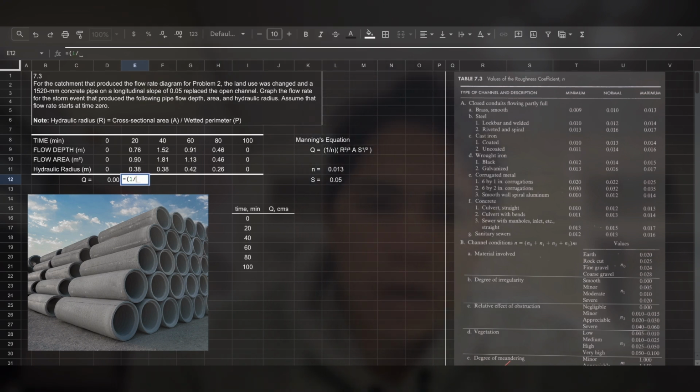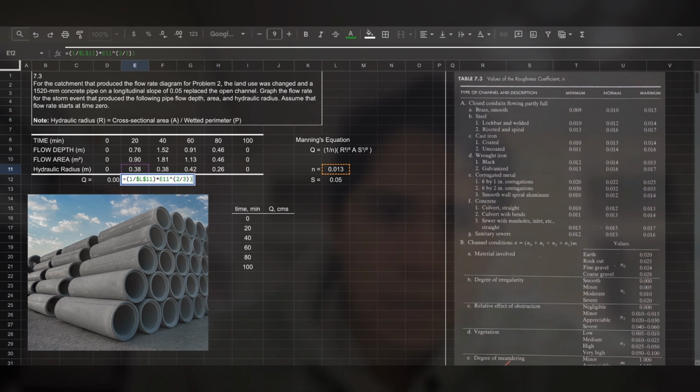So we have 1 over 0.013, then multiply by the hydraulic radius, which is 0.38 in our case here, times hydraulic radius for the value of 20 minutes, all of that to the 2/3.